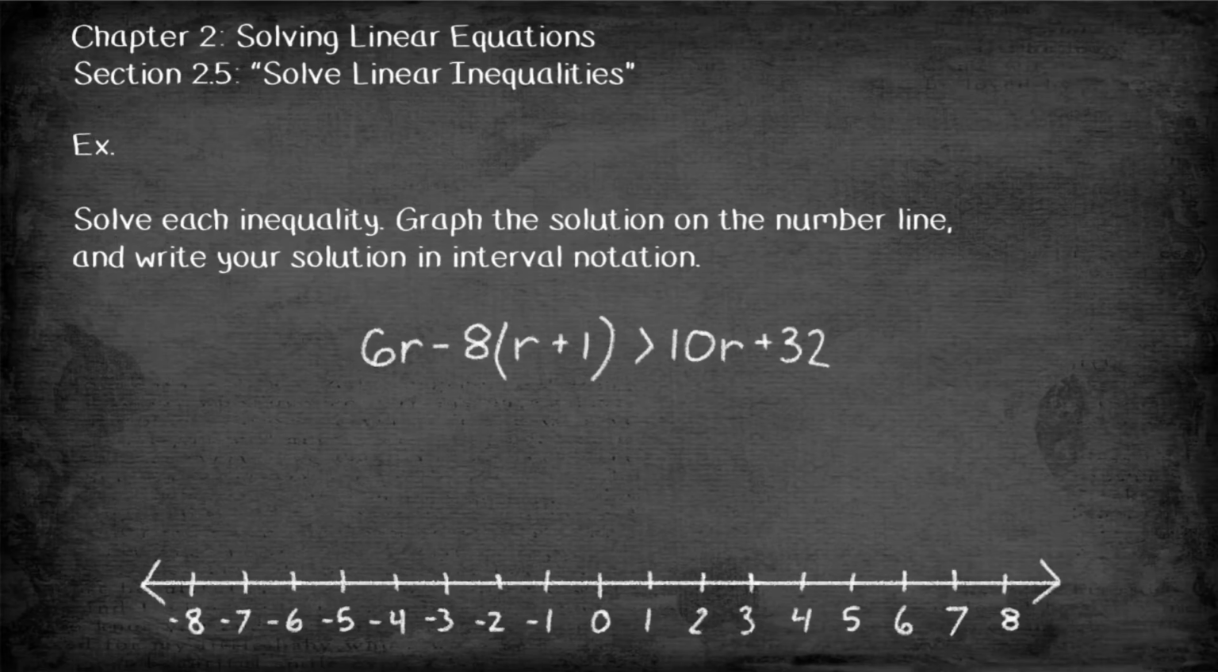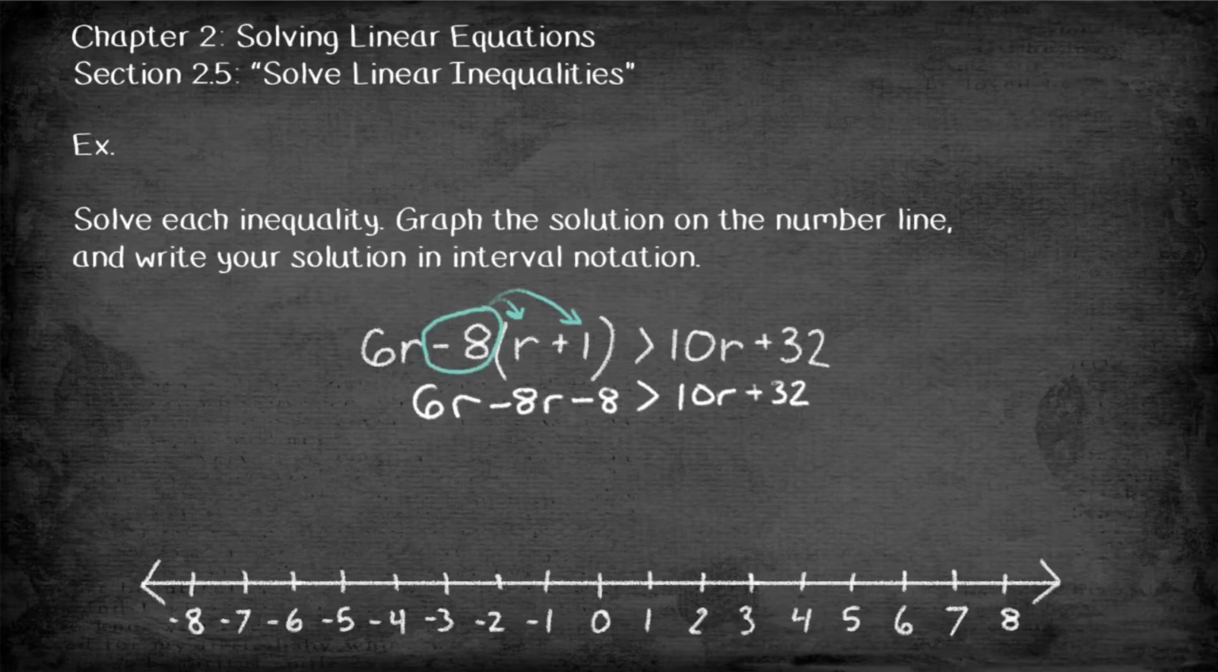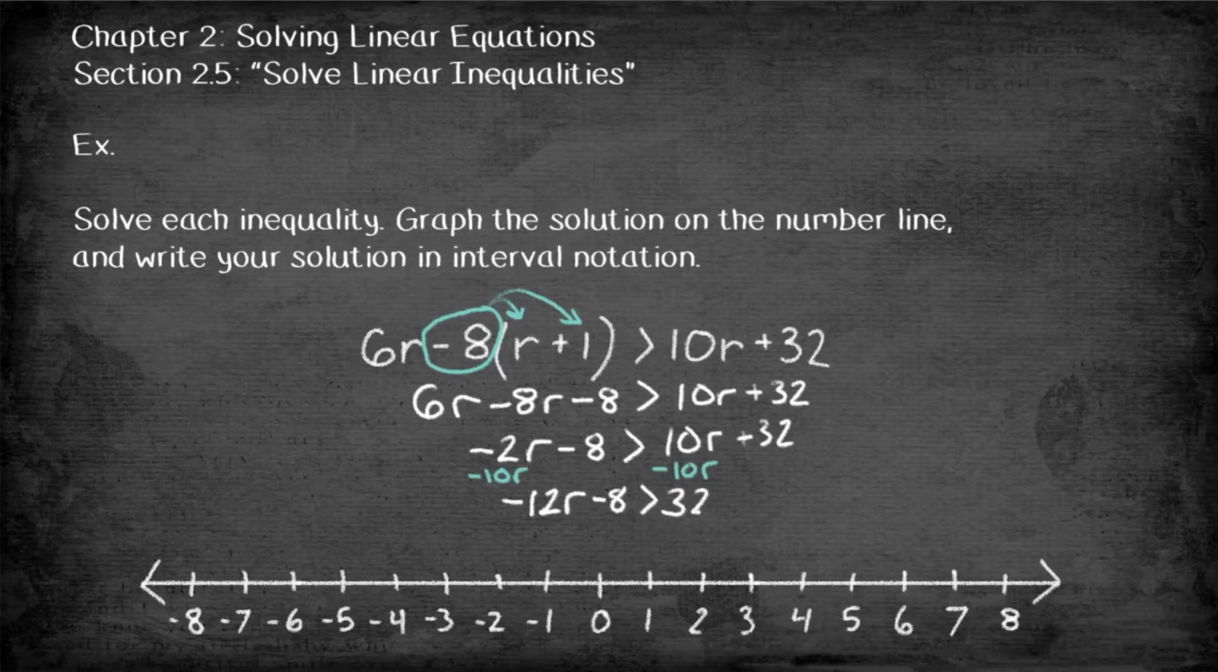All right, next up, we have 6r minus 8 times the quantity r plus 1 is greater than 10r plus 32. Yeah, this is a lot more intense than the previous two. Remember when you're distributing to be careful about signs. Next, we're going to collect like terms. We want to get all the variables on the same side, and add 8 to both sides of the inequality.